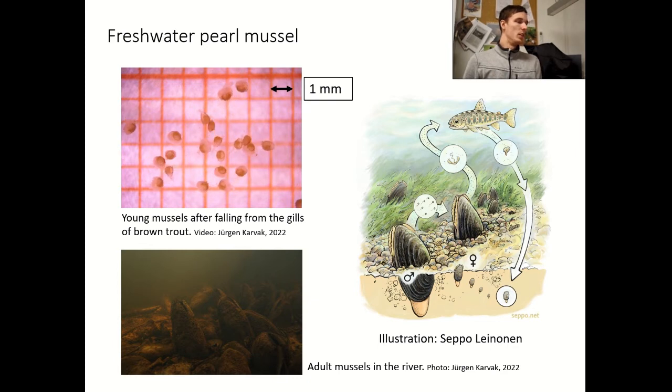On this slide you can see young freshwater pearl mussels who did recently fall from the gills of infected brown trout. They already have 1 leg, which is used to move and forage. It's also possible to see the life cycle of the mussel on the slide, and also adult mussels at the river bottom. Currently it is known that this species, freshwater pearl mussel, lives in only 1 river in Estonia.